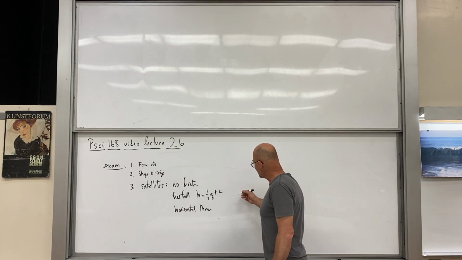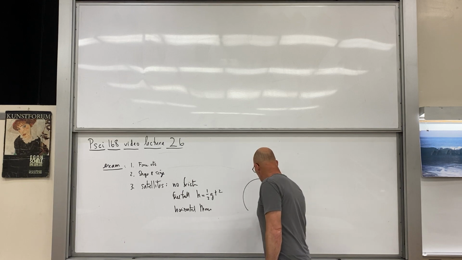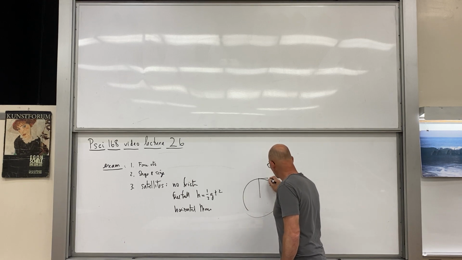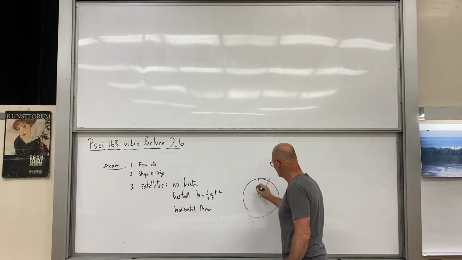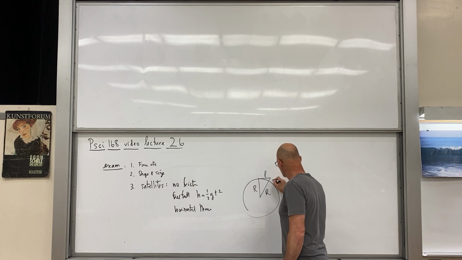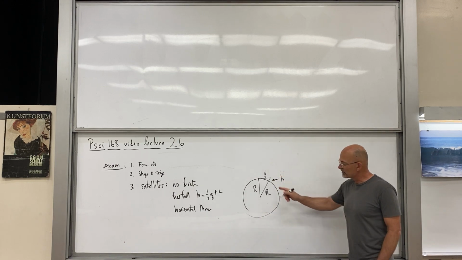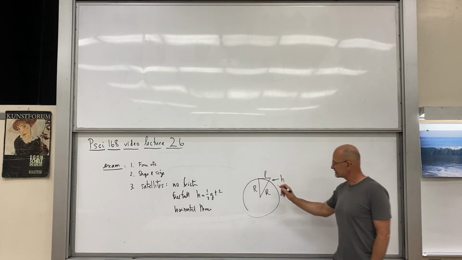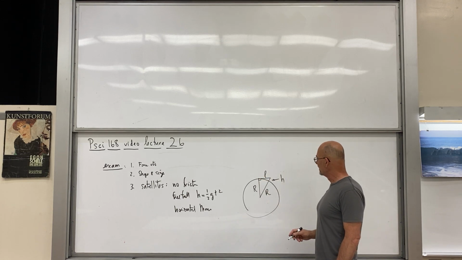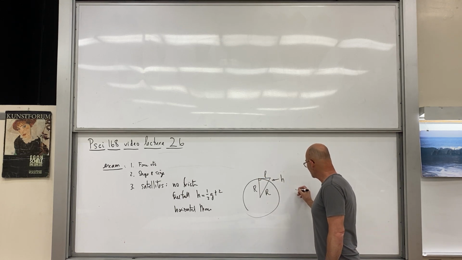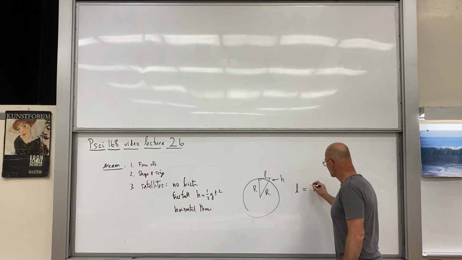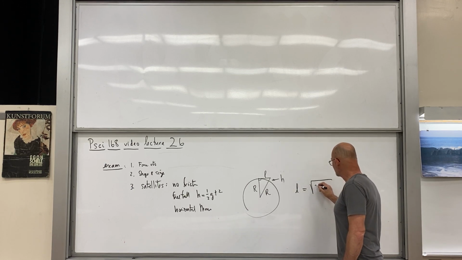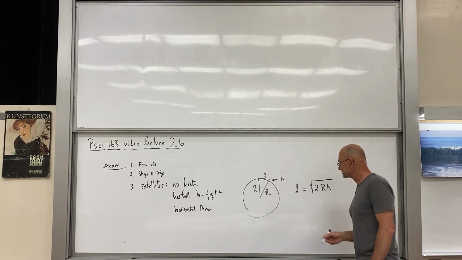And having done that, you can then do this geometric construction here, R, L, R, and this little bit here, H. H is much, much less than R. Pythagorean theorem. And then you find that L is equal to the root of 2RH.